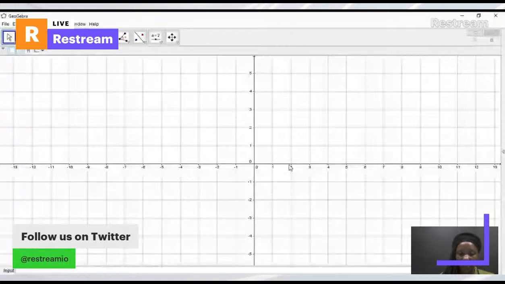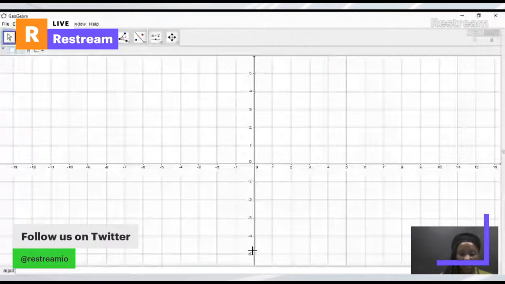Notice that each number sits at the point of intersection, in the middle, not in the space. From 0 to the left along the axis, these are your negative x values. From 0 up on the y-axis, these are your positive y values. Going down, these are your negative y values.